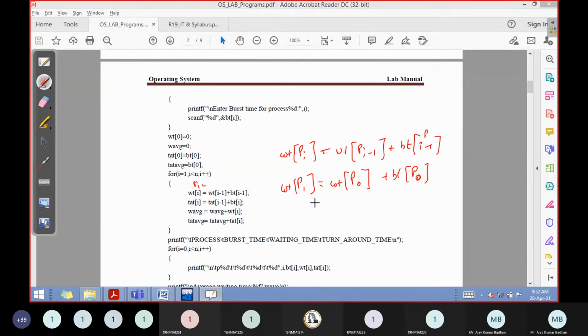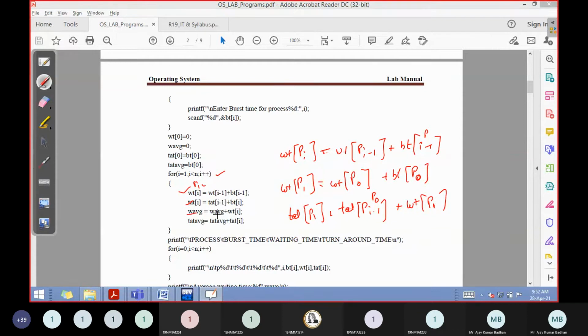Then what about the turnaround time? Same thing. The turnaround time of process P1 is nothing but the turnaround time of the previous process, I minus 1, that is P0, plus the waiting time of process P1. How much time this process is waiting, plus the turnaround time. So this is the logic you have to use in this scenario. And remember, we are doing this in a loop.